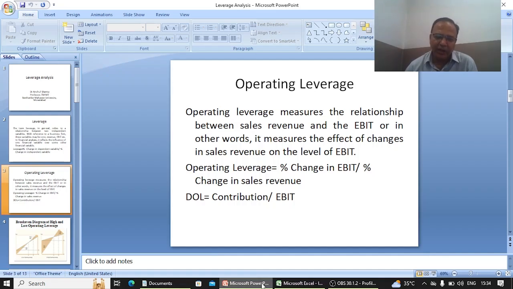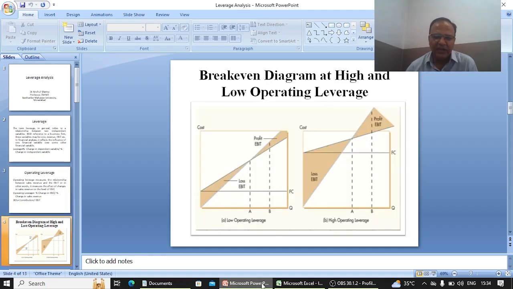On the contrary, if a firm is using lesser operating leverage, then the firm may find the break-even point very shortly. Now, see the chart. This is the chart of operating leverage.